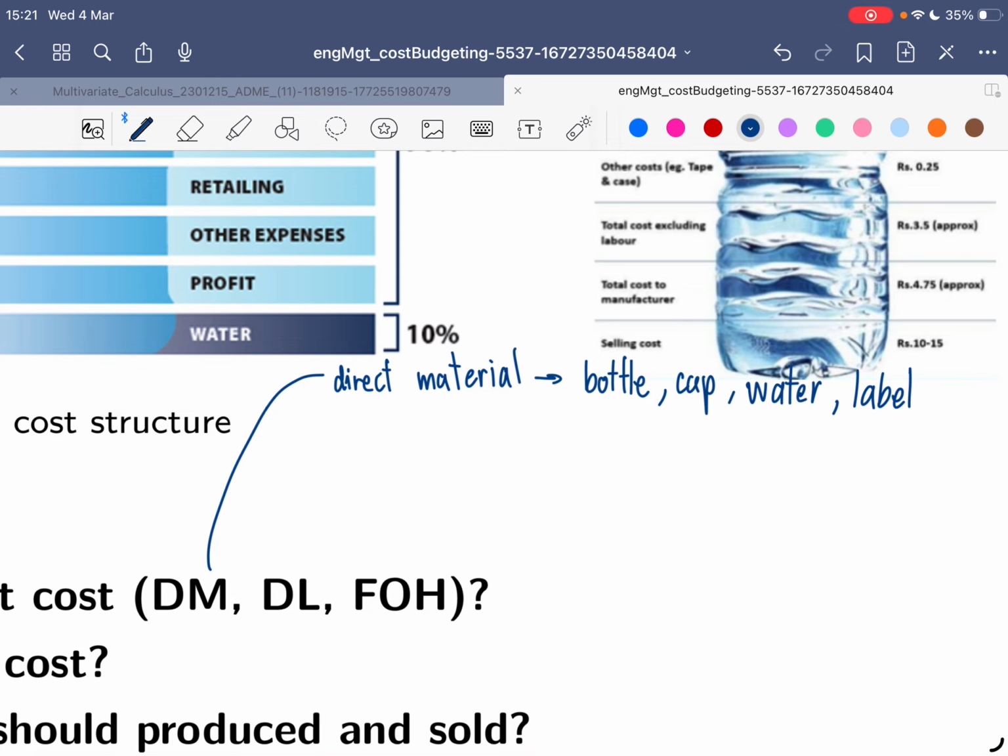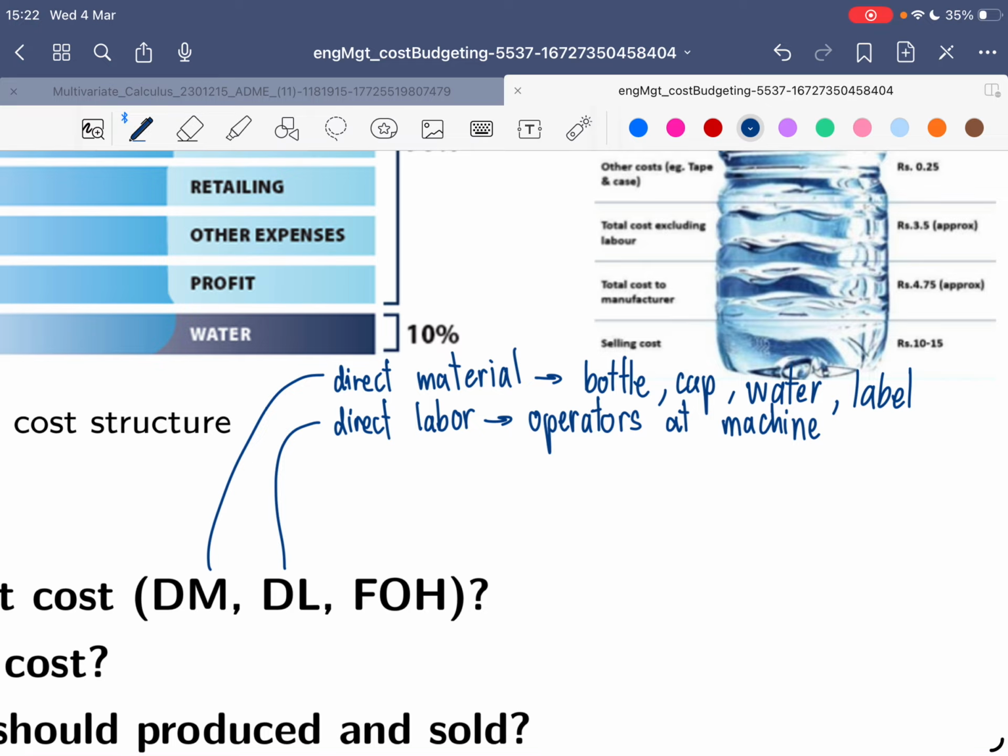Now, what about the labor? The only direct labor here is the operators at the plant, at the machine. This is the only one who actually relates to manufacturing.